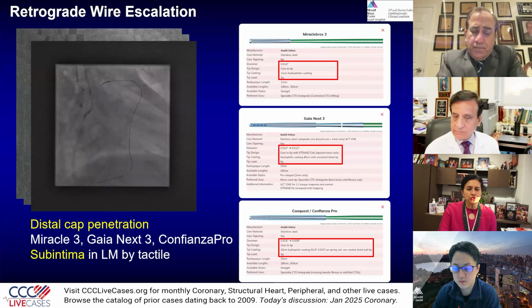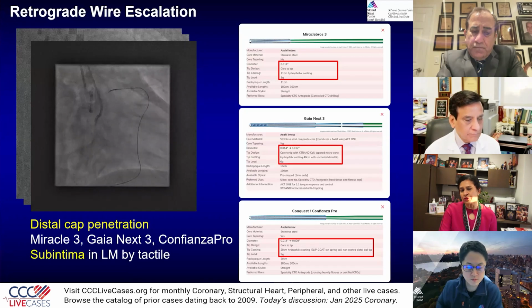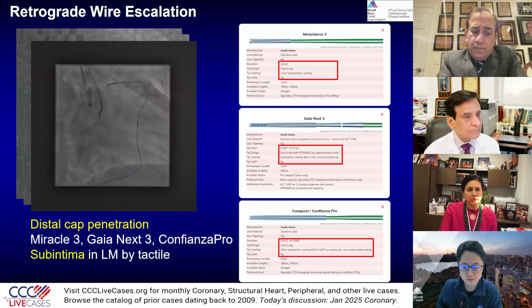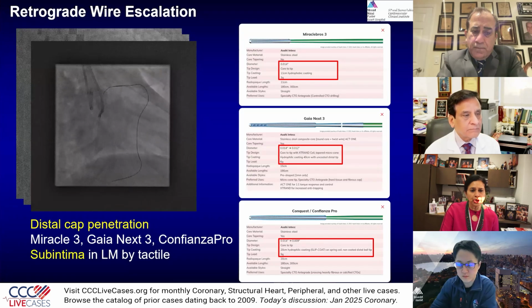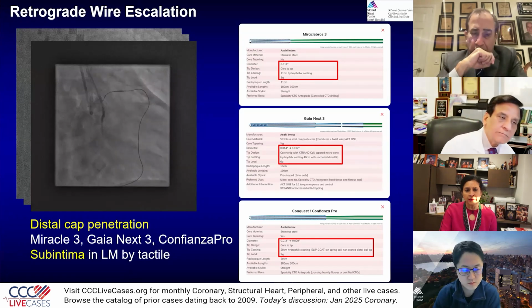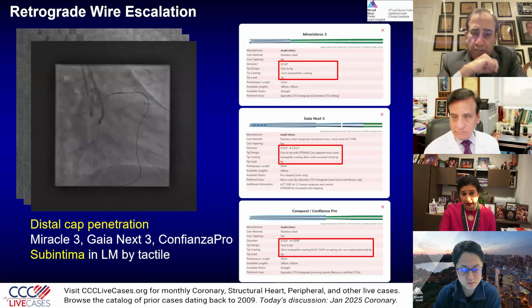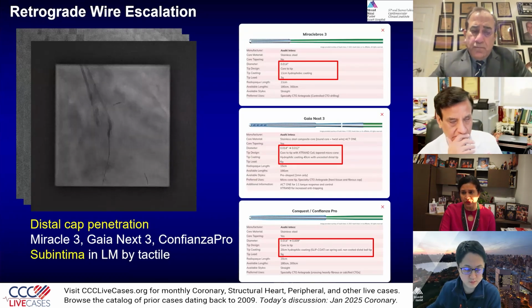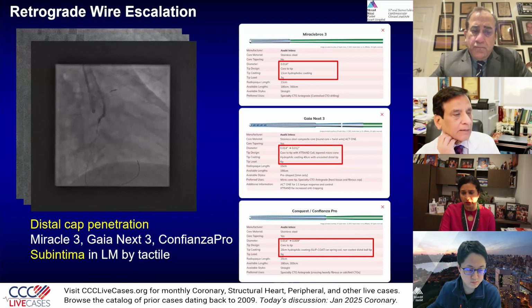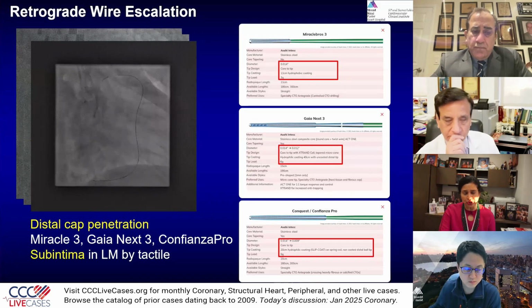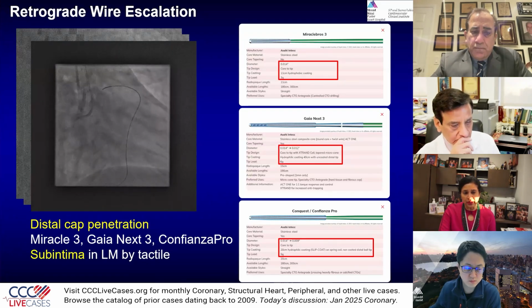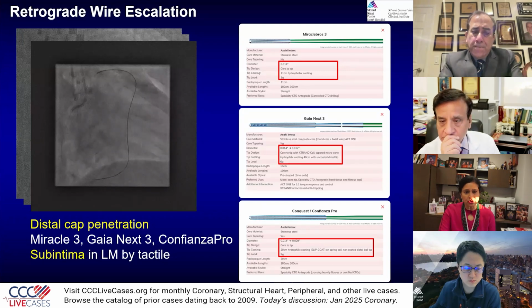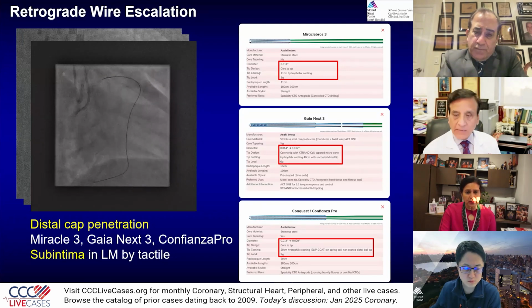So now the next step was the same. At this stage, if you see the guide, we had used an EBU 3.0 guide. We felt that the wire was not going into the guide because it's not coaxial. Can you see how the guide is facing the left? Yeah, it's on the roof. So this is the time we changed the guide to 3.5, so it will be coaxial into the left main.